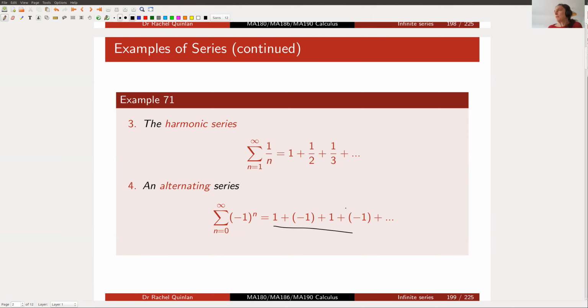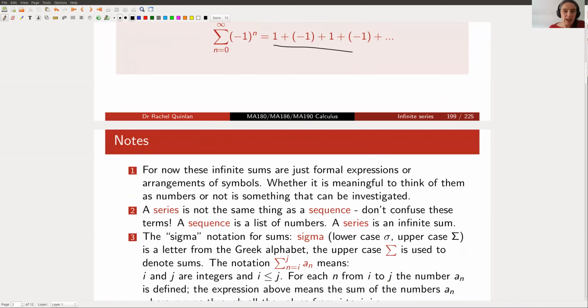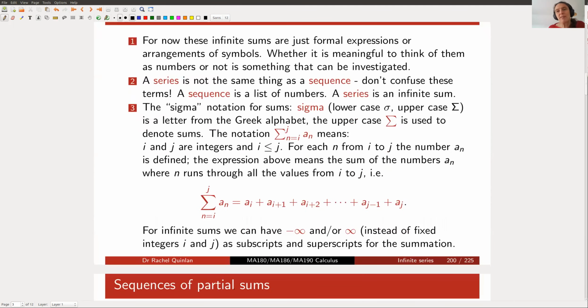Okay, well, if not, then I hope what you'll have taken from this so far is just the meaning of the term infinite series, that it's a sum of infinitely many terms, typically indexed by the natural numbers or by some indices that resemble the natural numbers. So for the moment, these infinite sums are just formal expressions or arrangements of symbols. So if you write down, like in our first example, the sum of all the natural numbers from 1 to infinity.